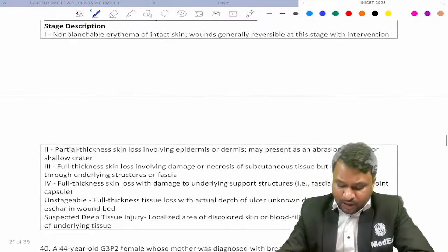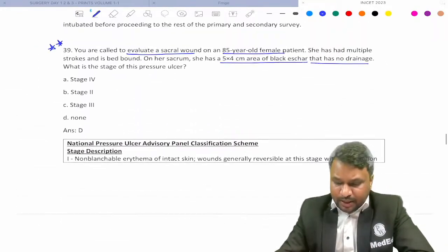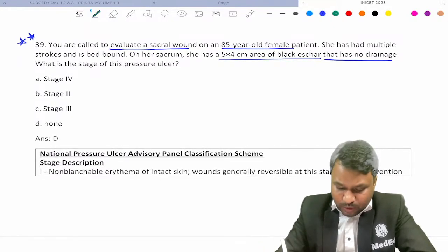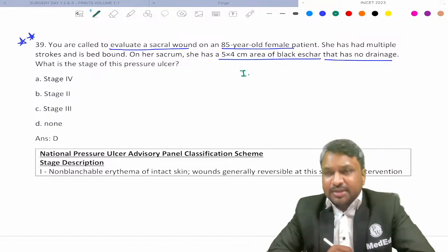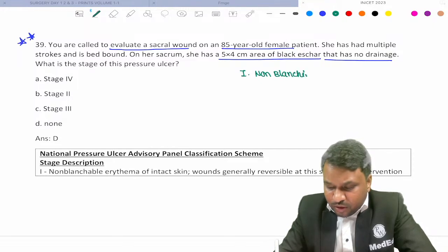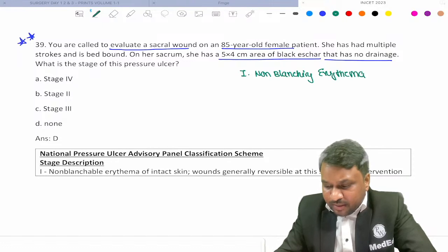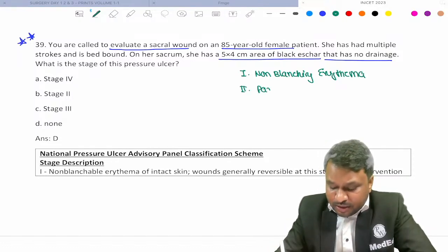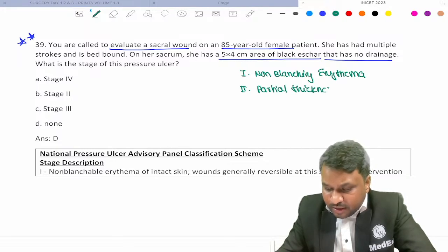Now, we have already given the stages here. I'll quickly tell you the easy way to remember. When you say stage 1, there will be presence of non-blanching erythema. If there is non-blanching erythema, this is stage 1. In stage 2 there will be partial thickness skin loss.